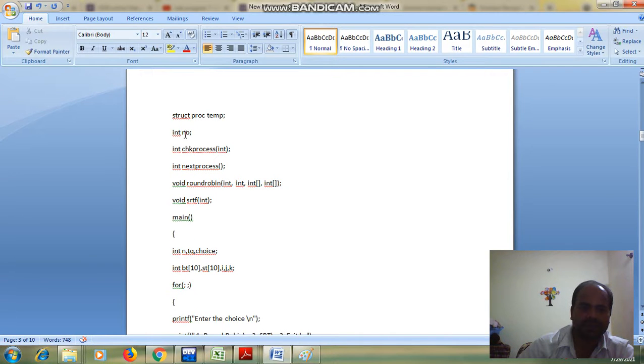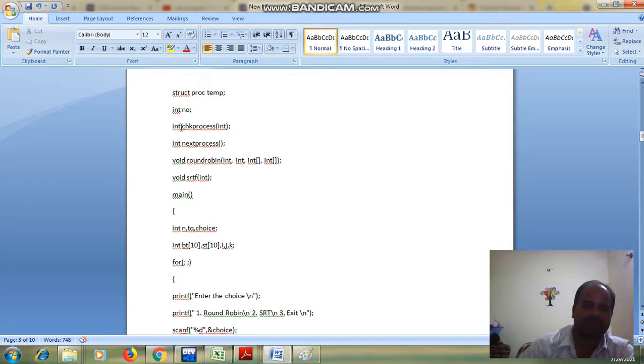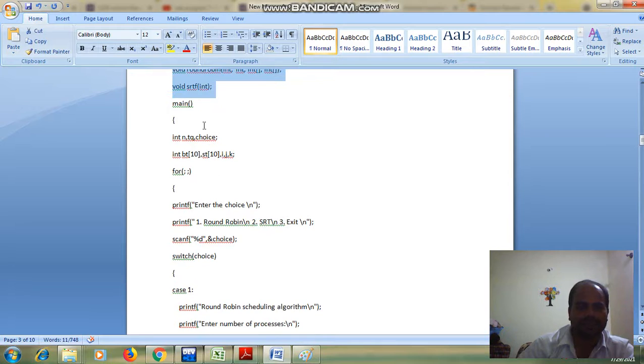Now we are defining another integer number and array. We define functions: check process with an integer, next process, then round robin with an integer, and SRTF, the shortest remaining time first algorithm, with an integer as a parameter. Now these four functions we have defined here. Now let us go with the main function.